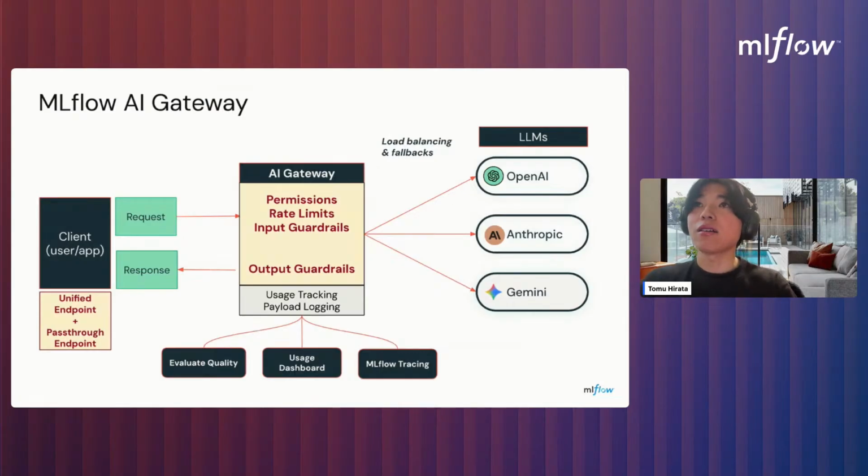Again, to recap, the MLflow AI Gateway is a product that you can use to invoke language models, but with enhanced features such as permission control and rate limiting. This is a new feature: input and output guardrails. You can also get a usage dashboard, which is built on top of MLflow tracing. You can also evaluate the quality of the language model invocations by using the traces, and you get a unified interface regardless of what kind of provider you are using. So you can use the same endpoint for OpenAI, Anthropic, and Gemini.